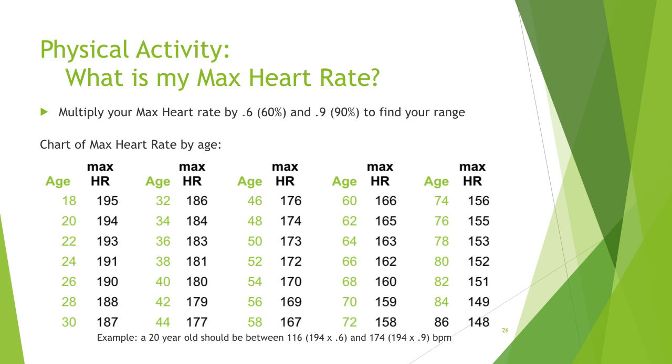Feel free to pause the lecture here if you'd like and take a look at the age and the associated max heart rate. We also include the percentages here, so if you find your max heart rate, you can multiply it by 0.6 to see what moderate ranges might be for you, as well as 0.9 to get the more vigorous and aggressive.